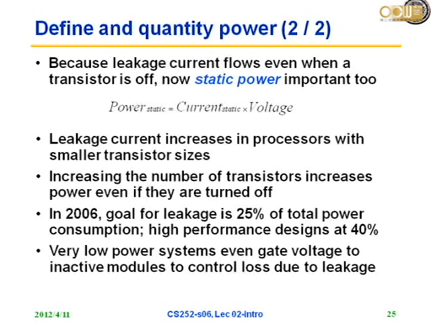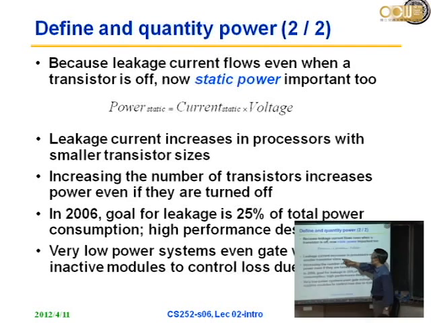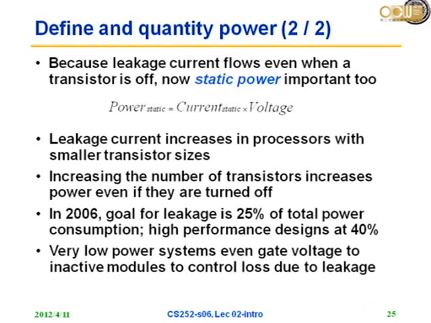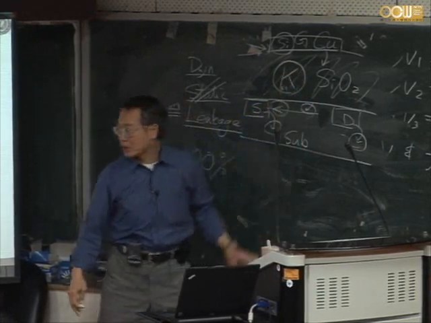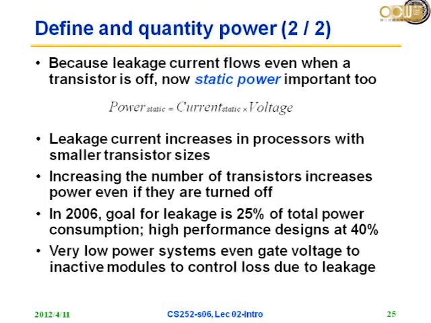Power static is equal to current static times voltage, and leakage current increases in processors with smaller transistor size. As the transistor feature size decreases, the leakage current increases. So increasing the number of transistors increases power, even if they're turned off. Not only because we have thinner and thinner gate insulator layers, but also because we have more and more transistors. So the leakage current increases like crazy.